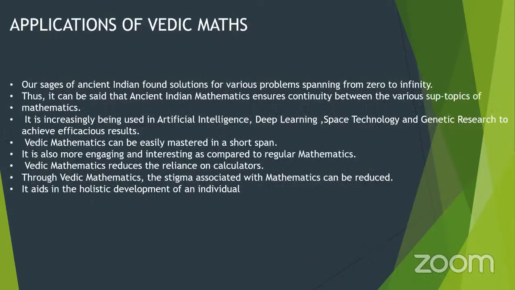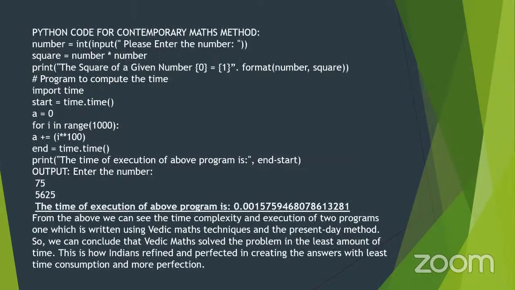If you go through all the sutras one after another, we see many different variations in it. Even the same problem can be solved in different ways. Suppose you take the number 95, 95 squared can be solved with many sutras. It's not restricted to only one sutra. Sir, next slide.